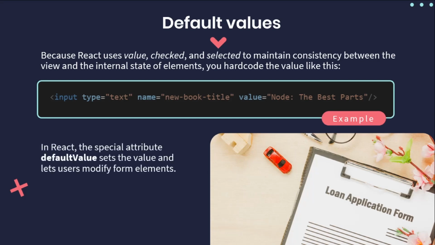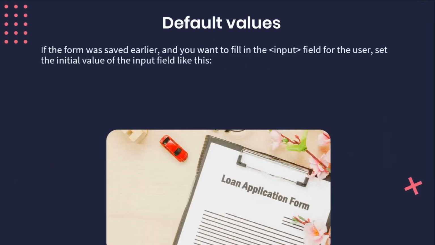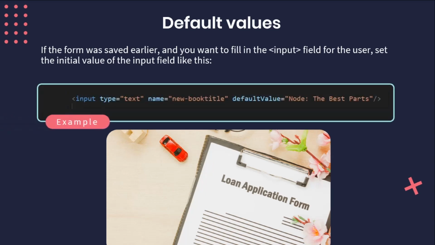Therefore, in React, the special attribute defaultValue sets the value and lets users modify form elements. Now let's assume the form was saved earlier and you want to fill in the input field for the user. In this case, you need to use the defaultValue property for the form elements. You can set the initial value of the input field like this. If you use the value attribute, value equals JSX, instead of defaultValue, this element becomes read-only.